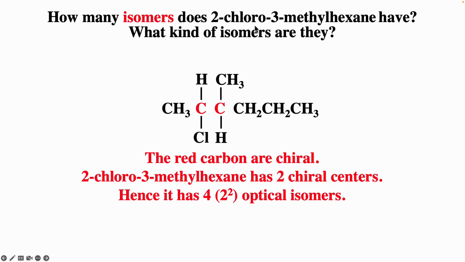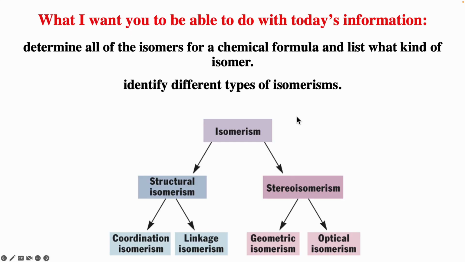For 2-chloro-3-methylhexane, this carbon here, you have a hydrogen, that. So it's going to be optically active. For this one here, it has 4 different groups. It's also optically active, so you have 2 chiral centers, and so you'd actually have 4 optical isomers. For each chiral center, you can have a maximum of 2.